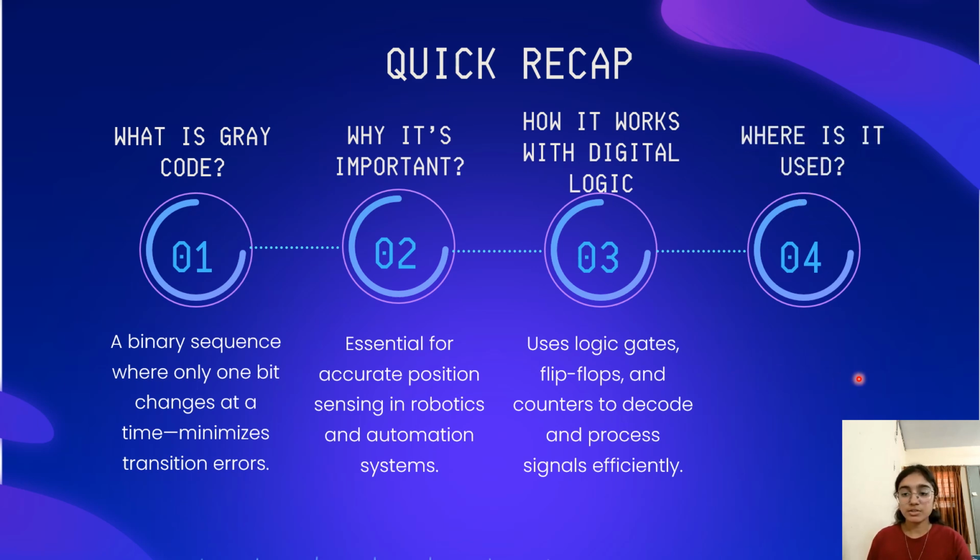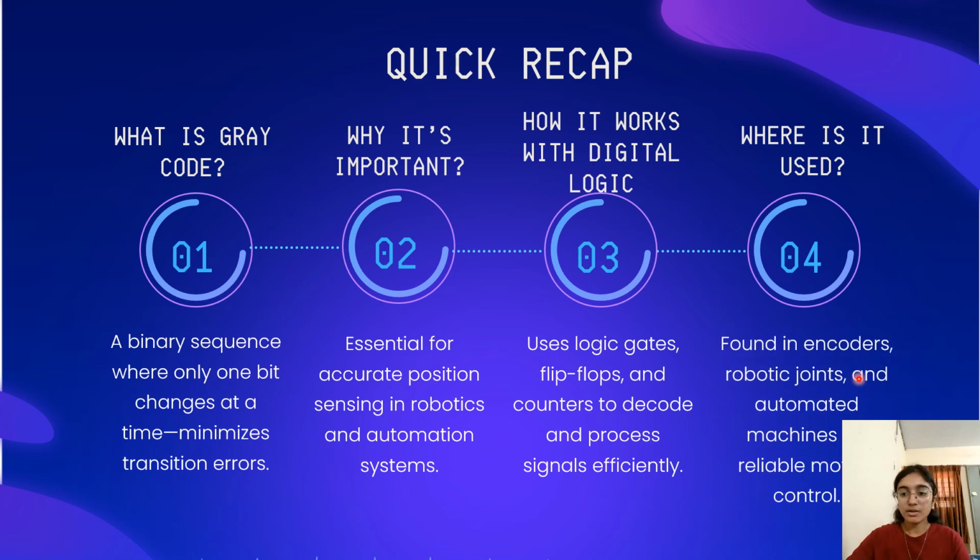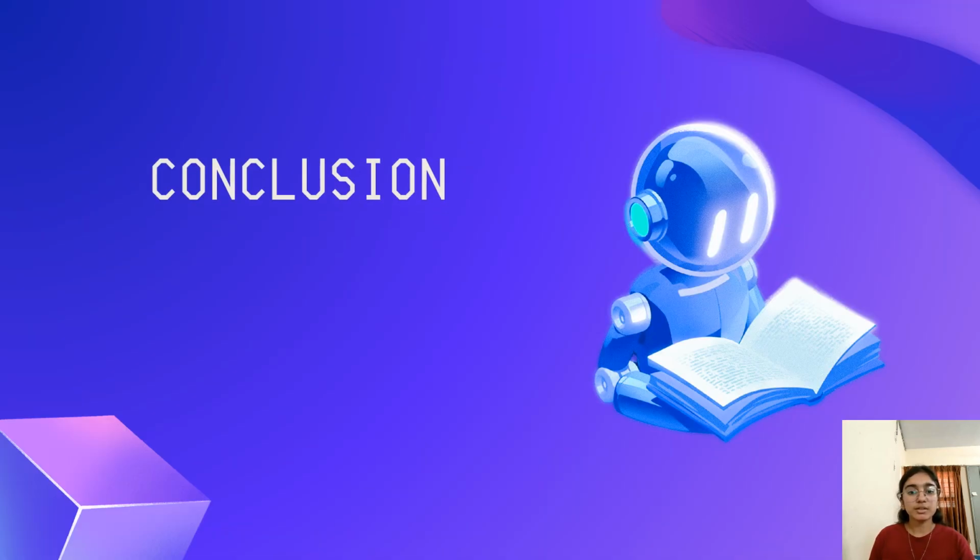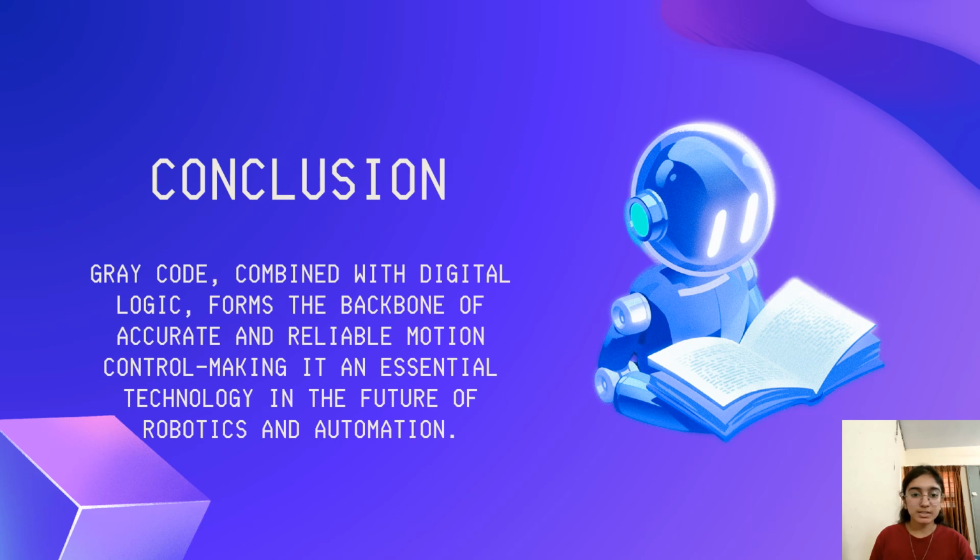Fourth, where is it used? Found in encoders, robotic joints, and automated machines for reliable movement control. So, this is all we have discussed during this session. The conclusion of this session is that Gray code combined with digital logic forms the backbone of accurate and reliable motion control, making it an essential technology in the future of robotics and automation.